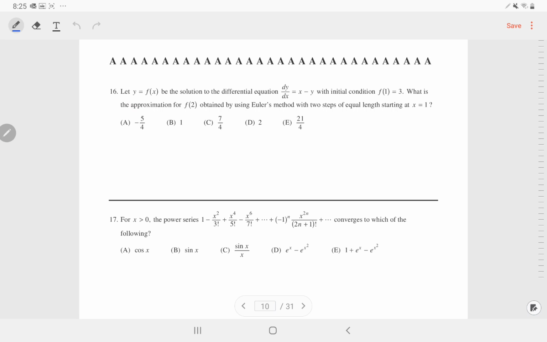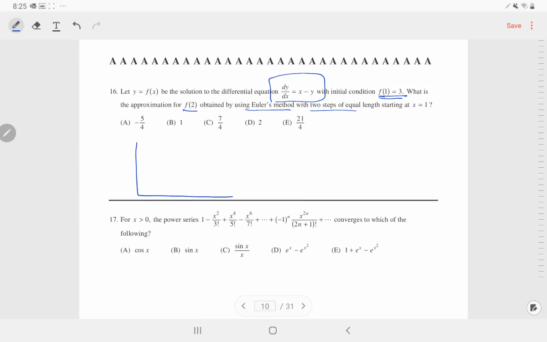94% is everybody, not just the people who uploaded already. There were 82 multiple choice people who took this BC mock. Solution, initial condition. Okay. What is the approximation using Euler's method with 2 steps? Okay, I like the chart.